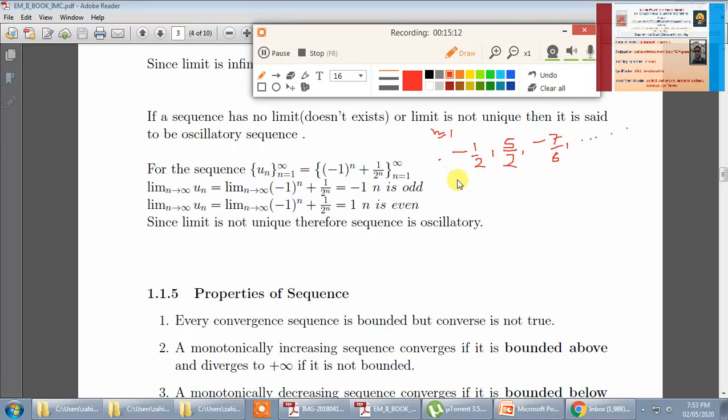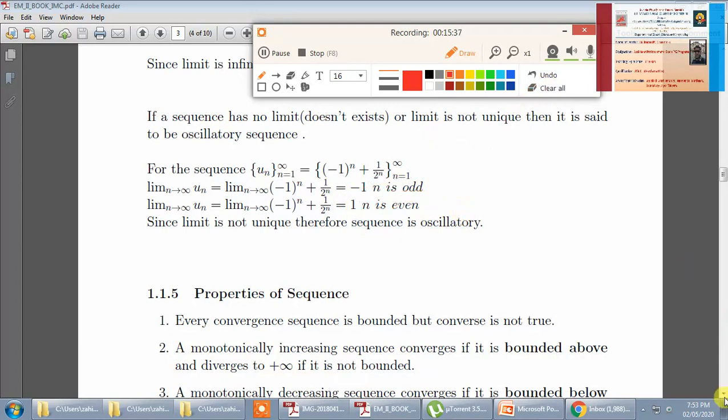You'll find that the limit of this is not unique. If n is even, we have one limit: the limit of this sequence is equal to 1, since putting n equal to infinity, 1 upon 2 raised to infinity is 0. You get plus 1 if n is even, and minus 1 if n is odd. So here the limit is not unique, therefore this sequence is called an oscillatory sequence.